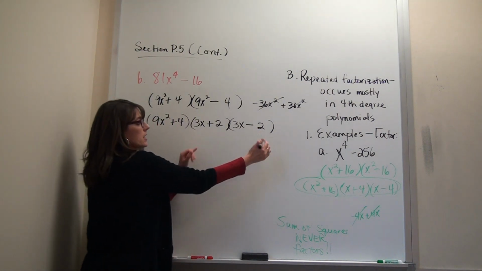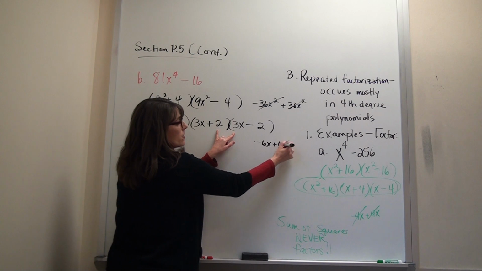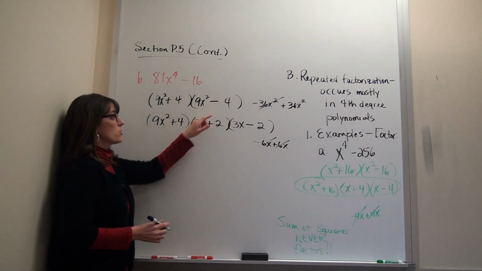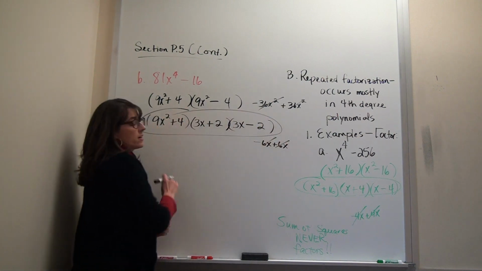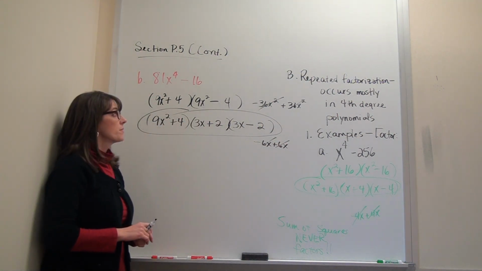Notice here on the outside I get a negative 6x. Inside I get a positive 6x. Those do cancel like I needed them to. And I needed them to because I don't have a middle term. So this is the correct way to factor that. And that's how repeated factorization works.